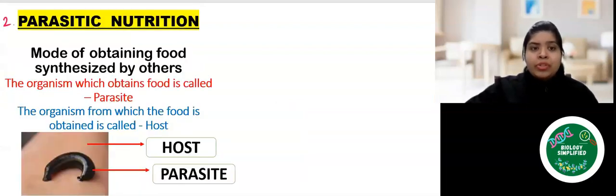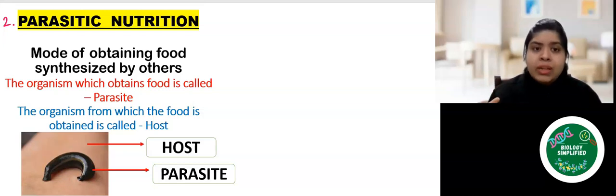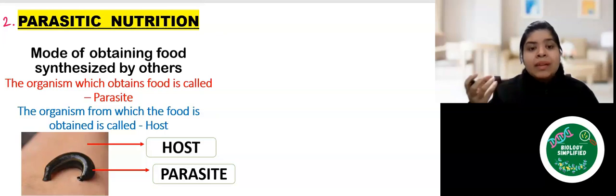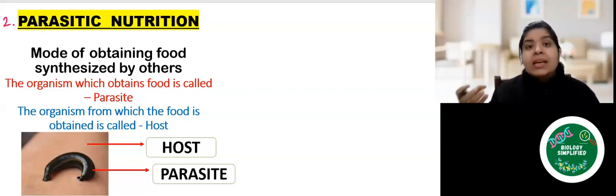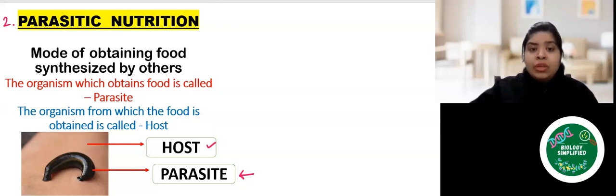The next mode of nutrition is parasitic nutrition. In the parasitic mode of nutrition, the organism obtains food which is synthesized by another organism. Therefore, the organism lives on other organisms and acquires food. They can even kill the host organism for acquiring the food. So they acquire their food at the expense of the host. Such organisms are called parasites, and most of the parasites are harmful for the host.